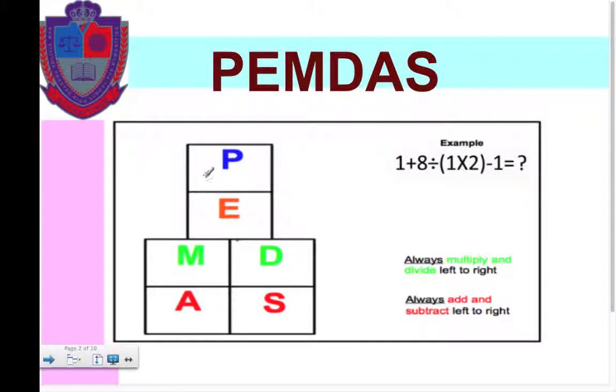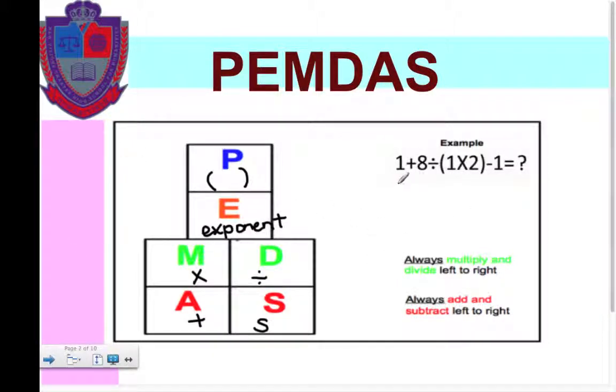What does PEMDAS mean? P stands for parentheses. E, of course, is exponent. Please fill this in as you go along. M stands for multiplication. D is division. A is addition and subtraction. Notice that addition and subtraction are on the same row. It just means that whenever you add and subtract, I do whichever comes first from left to right.